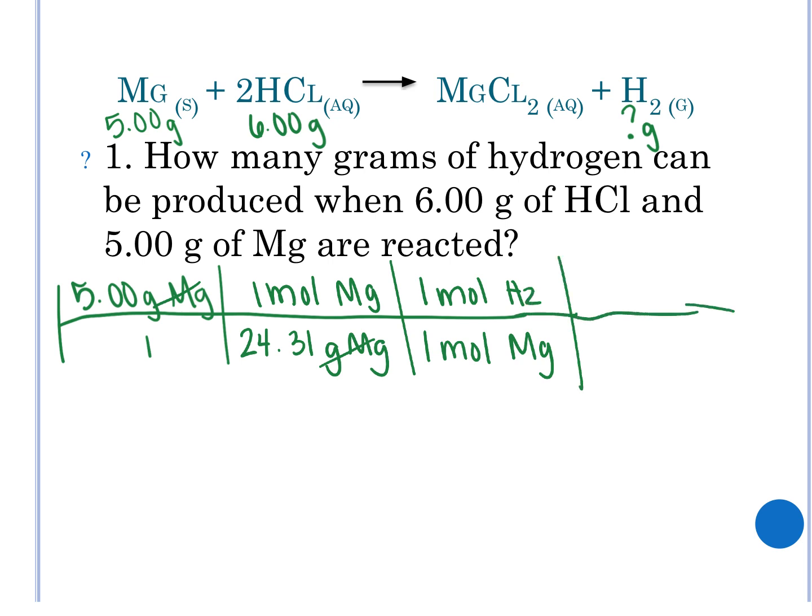And then finally, we want the answer in grams. So how do we get from moles to grams? What has to go in that top box? Molar mass. Good. Molar mass. What is the molar mass of hydrogen? 1.0. Okay, and what's special about this one? It's diatomic. Diatomic. So what do you have to do to the mass? Double it. So it becomes 2.02 grams.